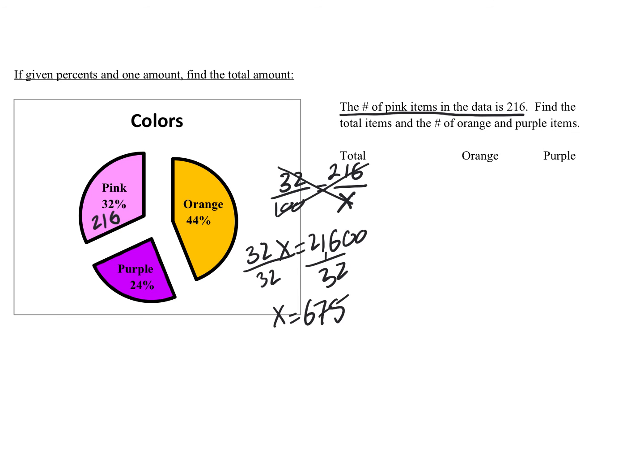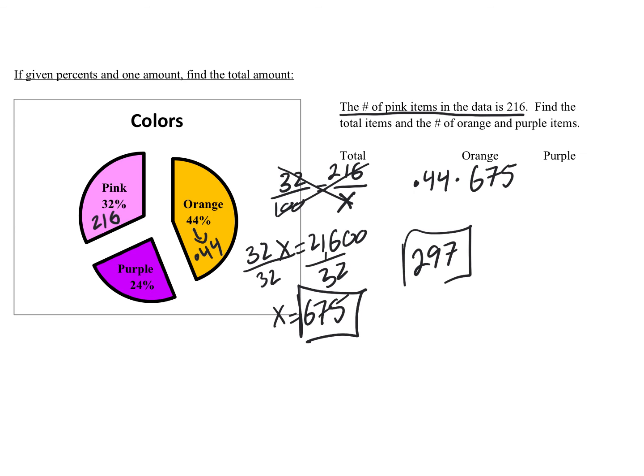So I'll do one with the shorthand that we discovered earlier and one with a proportion. So orange I'll do as shorthand. 44% is really just 0.44. So we can always take that and multiply it by our total number of items, which we just found, 675. And we'll get that there are a total of 297 orange items. So we found 2 pieces so far.